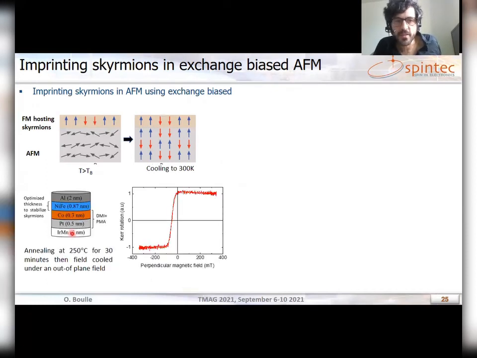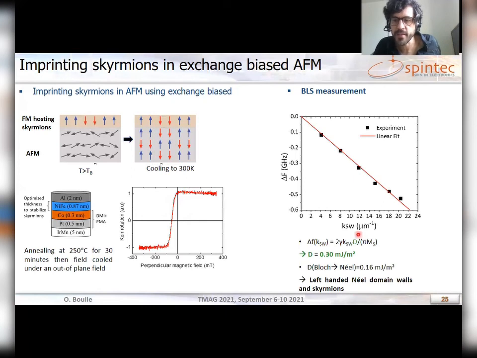structure composed of a platinum cobalt nickel iron layer, which is hosting skyrmions, in contact with an iridium manganese antiferromagnetic layer. The skyrmions are imprinted from the ferromagnetic layer into the antiferromagnet by annealing above the blocking temperature and then cooling it down. After annealing, we have an exchange bias field of around 50 millitesla. And using a BLS experiment, we measure a DMI of around 0.3 millijoule per square meter that can stabilize Néel left-handed domain walls and skyrmions.